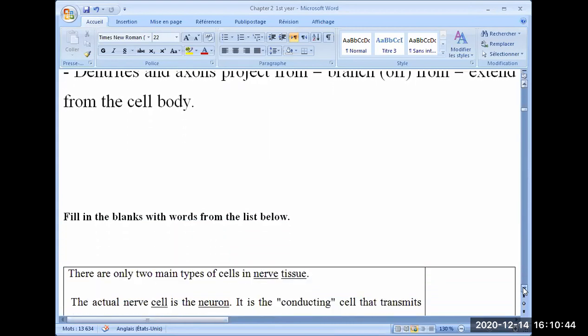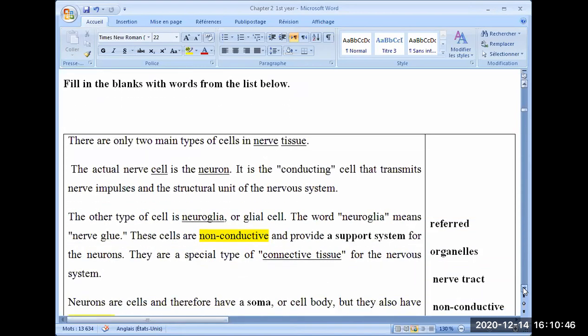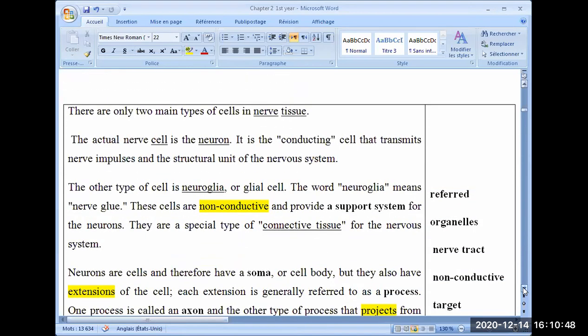Okay, we stopped last time at this paragraph. We filled in the blanks. Let's read it again. There are only two main types of cells in nerve tissue. The actual nerve cell is a neuron. It is the conducting cell that transmits nerve impulses and the structural unit of the nervous system. The other type of cell is neuroglia or glial cell.